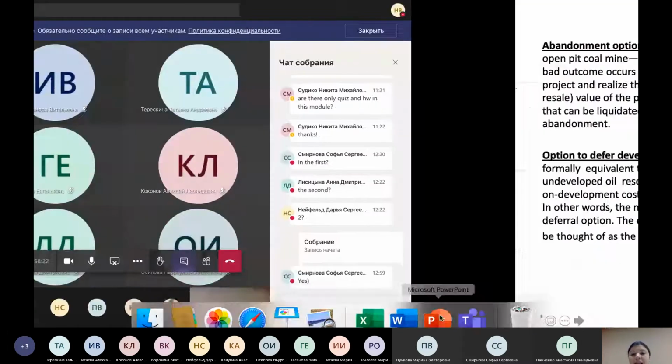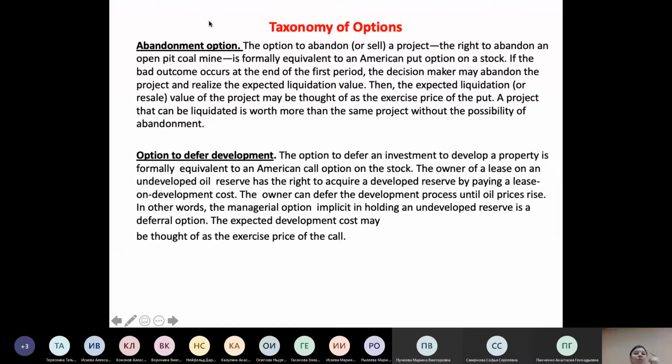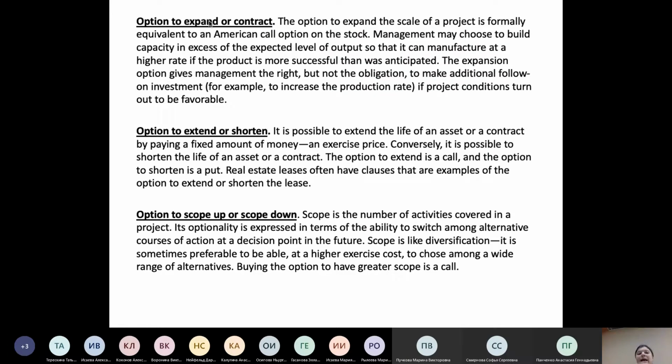Yes, good. Let's continue. We start on the classification of our options, and we propose a series of options, such as the abandonment option and the option to defer development. And as I said earlier, there are different kinds of options. There are different groups of options, and another group is presented by the option to expand or to contract.